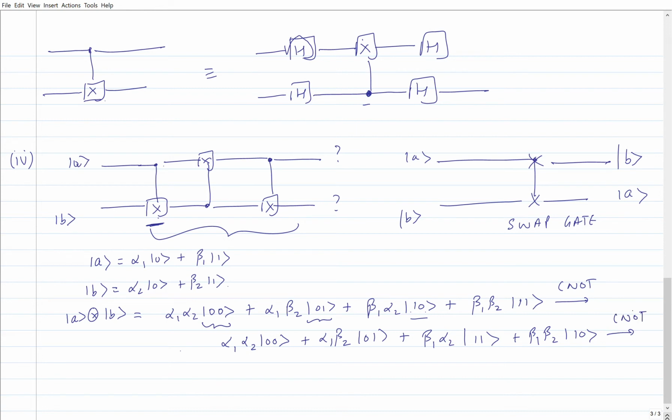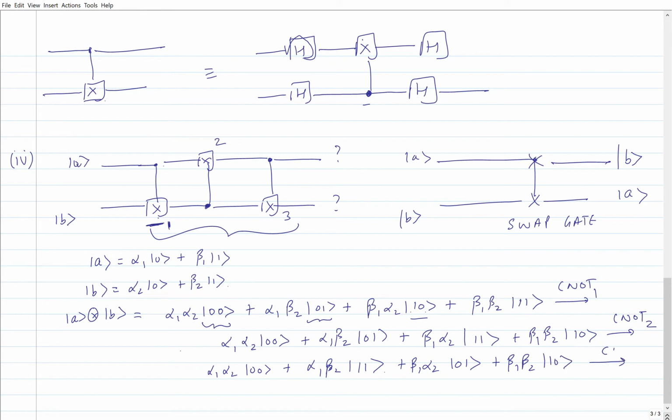I again apply a C naught and I get alpha 1 alpha 2 |00⟩ plus alpha 1 beta 2 |11⟩. Notice because now the control is on the second. So this is C naught 1, this is 1, this is 2, this is 3. So I am applying C naught 2 here. So I get alpha 1 beta 2 plus beta 1 alpha 2 |01⟩ plus beta 1 beta 2 |10⟩.